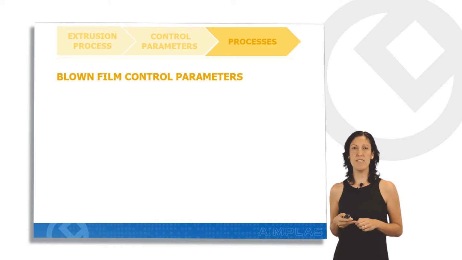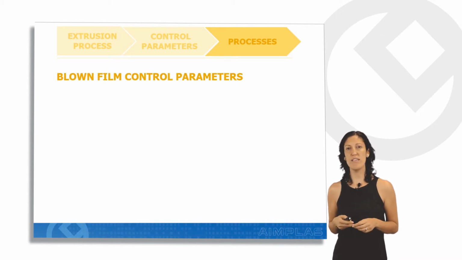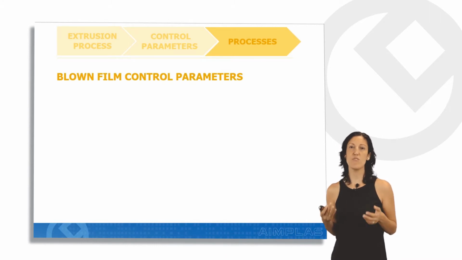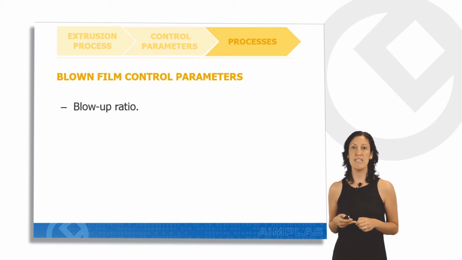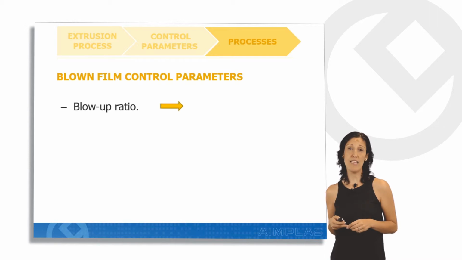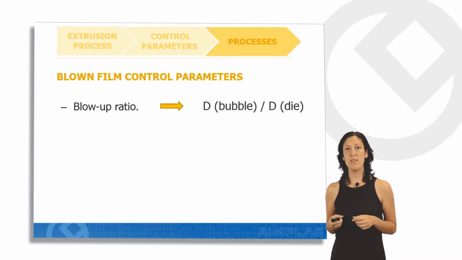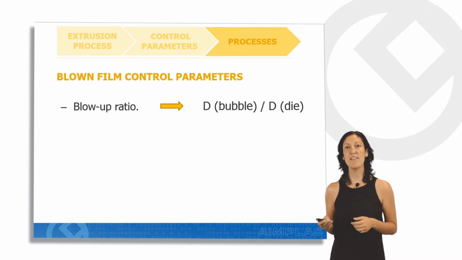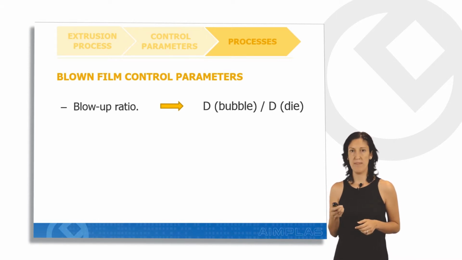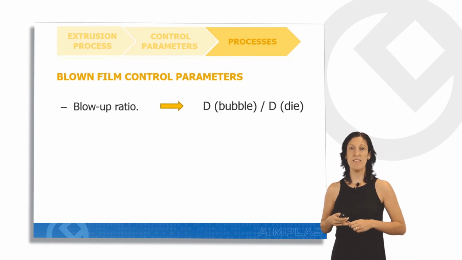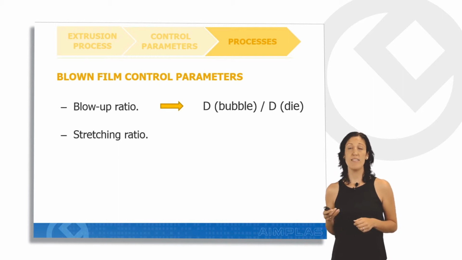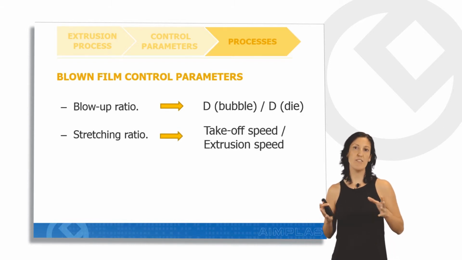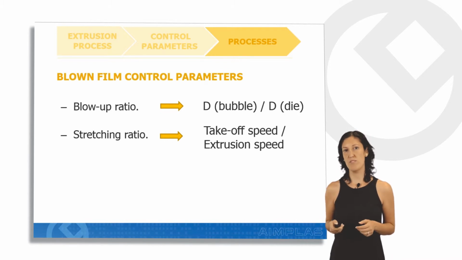In this process, we use special parameters in order to control the process. These parameters are the blow-up ratio. This is the relation between the diameter of the die and the diameter of the bubble. This relation gives us information about the transversal stretching that the film suffers during the processing. The stretching ratio is the next one. This is the relation between the take-off speed and the extrusion speed, and gives us information about the longitudinal stretching that the film suffers during the processing.